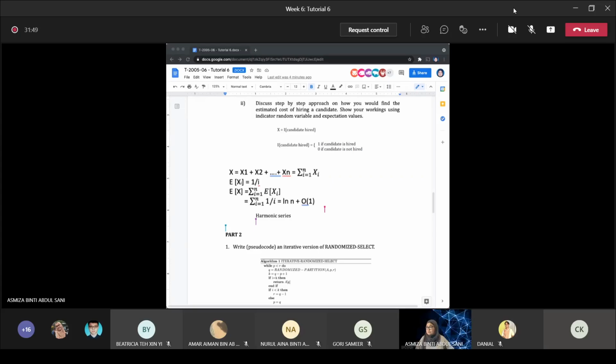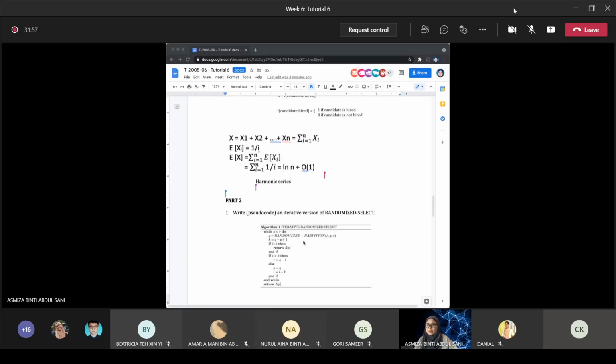All right. So that is for probabilistic analysis. For part two is where we looked at randomized algorithms as well as order statistics. We have looked into two algorithms for order statistics, which are randomized select and the select algorithm.